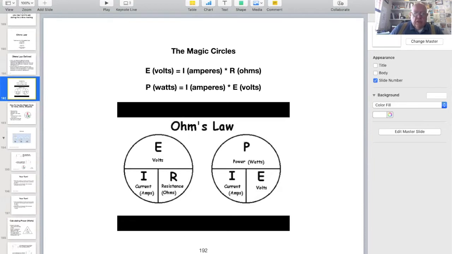The two equations are volts equals amps times ohms, and the other one is watts equals amps times volts. The magic circles on this page depict how to solve either of the two equations. You're allowed to have 2 pieces of blank scratch paper during the test to do your calculations on. I recommend drawing these circles at the top of one of the scratch pages at the start of the test, the EIR circle and the PIE circle. I'll show you how to use these magic circles in the subsequent slides.